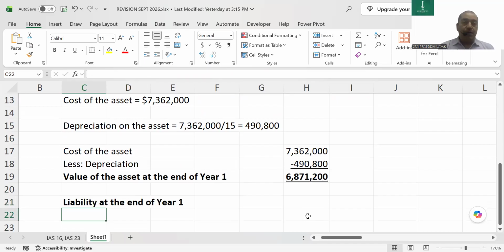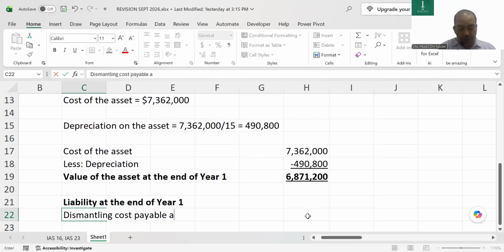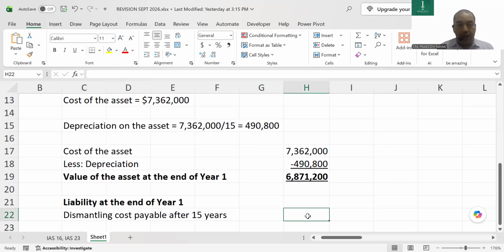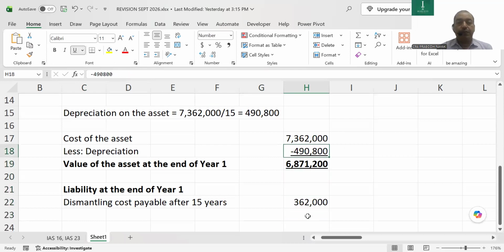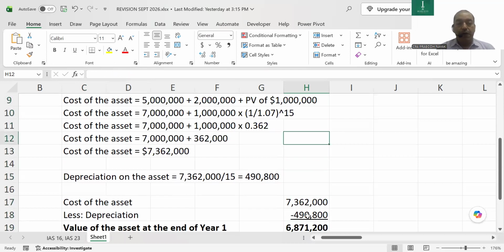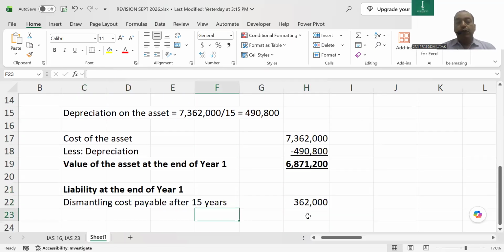What is a liability? It is the dismantling cost payable after 15 years, which we have calculated today as 362,000. Correct? This is your 362,000. That's your present value of dismantling cost. Correct? So that is payable.